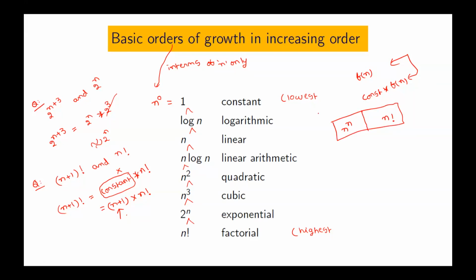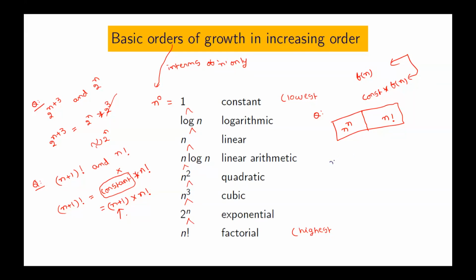n to the power n must be greater than n factorial. 2 power 4 is 16, 4 factorial is 24. n factorial is... no. n power n. n to the power n must be greater than n factorial.